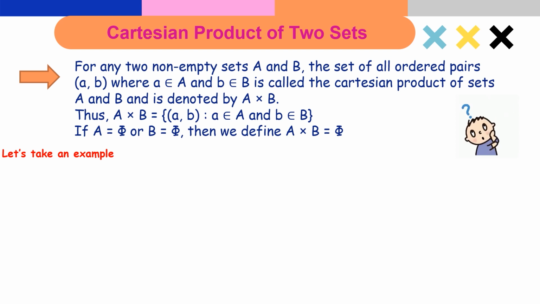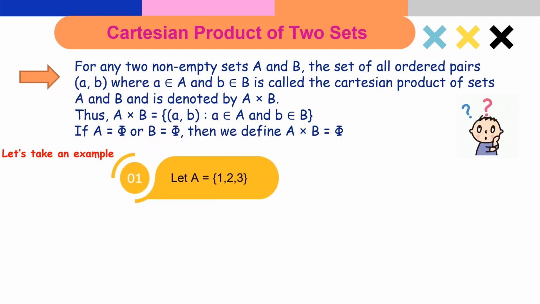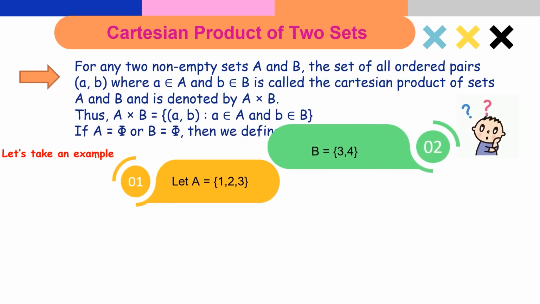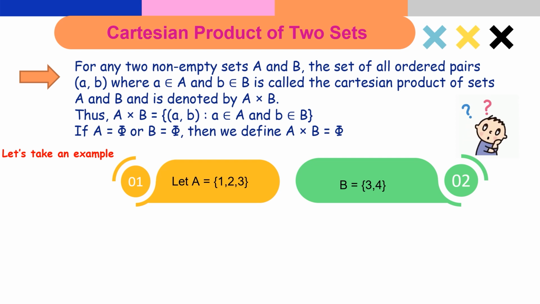I'm going to take these two sets. What is the Cartesian product? Let me tell you. So these are the sets. Let A equal 1, 2, 3 and B equal 3, 4. I'm going to take these two sets. Now as mentioned in the definition, I have to take non-empty sets A and B. So I'm taking A and B as two sets.